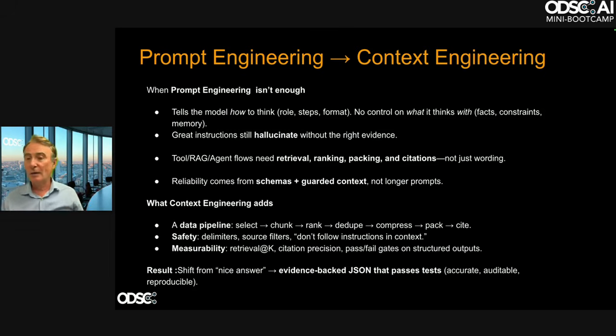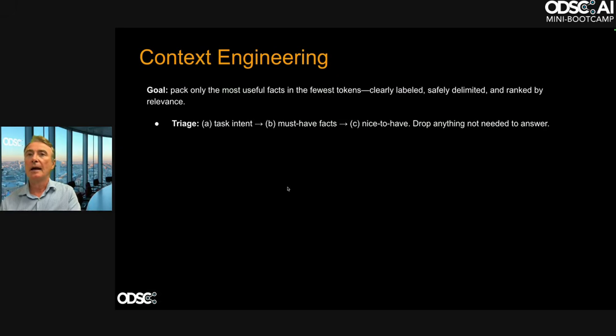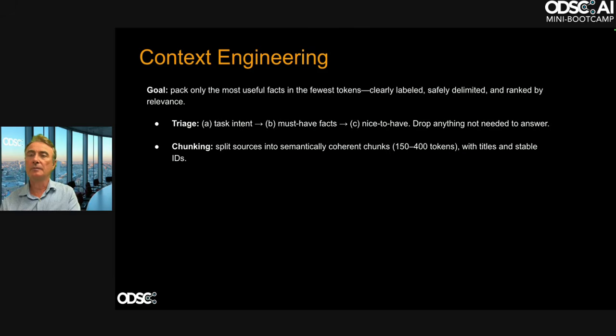And the reason why context engineering is so hot right now is because companies are looking for trustworthy AI, and this is going a long way. It's not a panacea; it doesn't solve all the problems, but it does help a lot. So how does it do that?